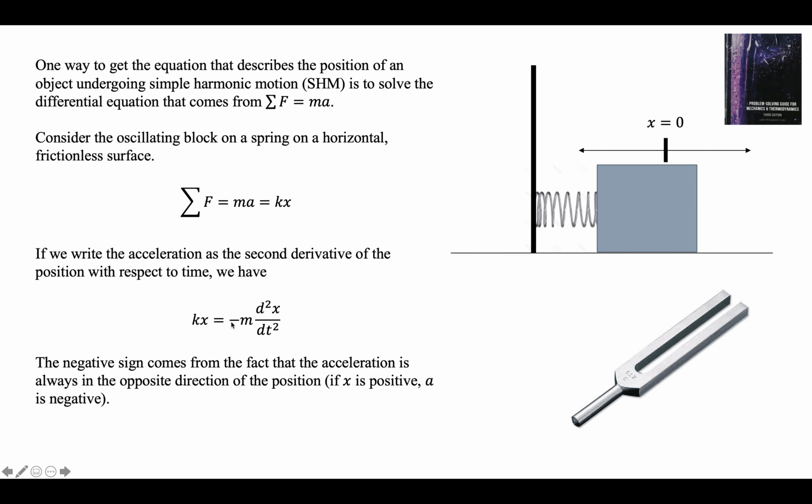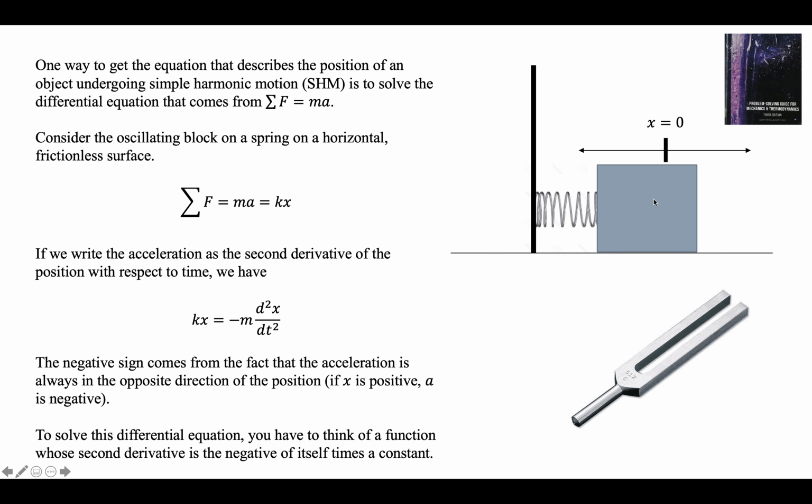The negative sign is because the acceleration is in the opposite direction as x. When x is positive, the acceleration is negative. When x is negative, the acceleration is positive. To solve this differential equation, you take the second derivative of something, x, and you get the same thing back times some constant.